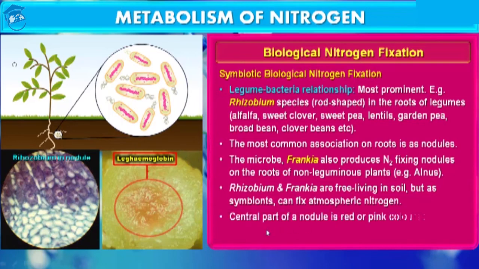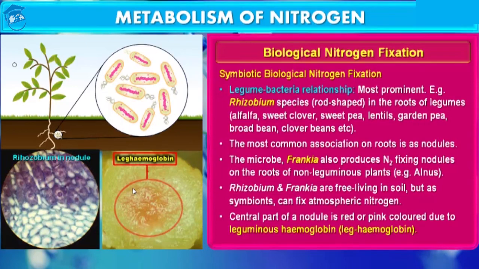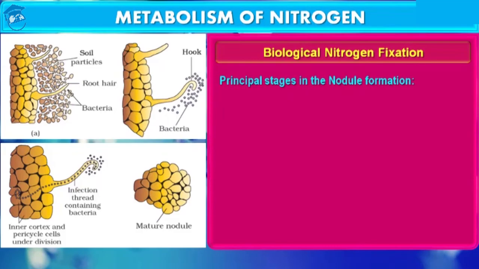Okay, the central part of the nodule is red or pink color, as you can see, due to leguminous hemoglobin, which is called leg hemoglobin. Leg means leguminous, and leg plus hemoglobin is equal to leg hemoglobin. So this is the central part of the nodule, which is pink or red color due to the presence of leguminous hemoglobin. Okay. So what are the principal stages in the nodule formation, students?